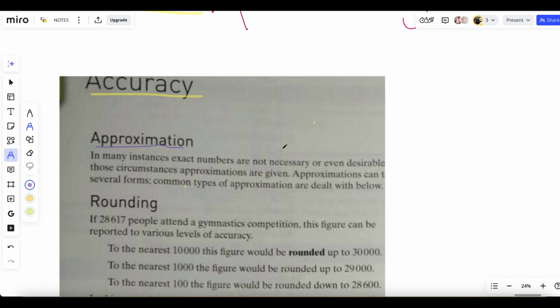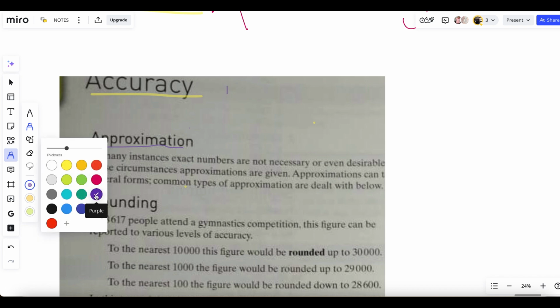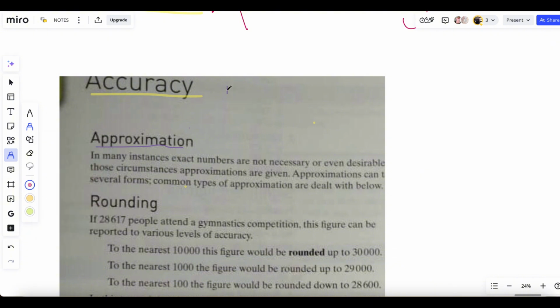So the nearest, maybe nearest 10, nearest 100, nearest 1000, whatever it is, which will take us to rounding. In approximation, we have different techniques to approximate a number. We have up to like 3-4 techniques of approximating a number. The first technique is rounding. The second technique is significant figure. The third one is decimal places. So we have these 3 methods of approximating a number.